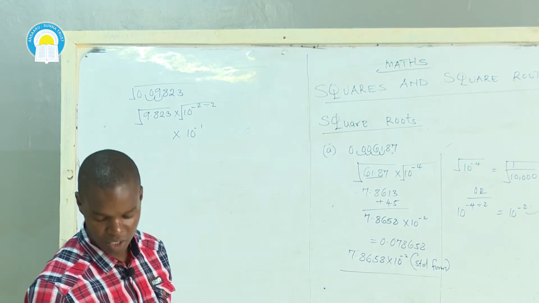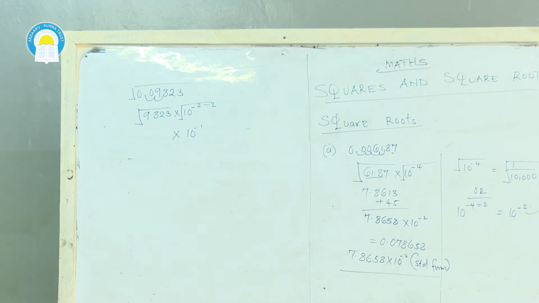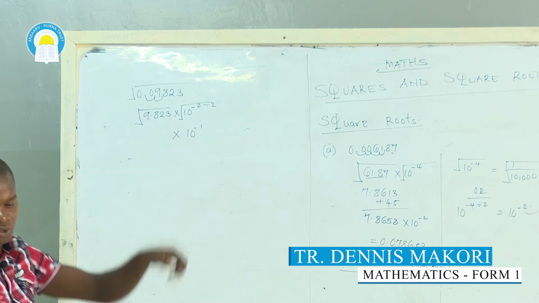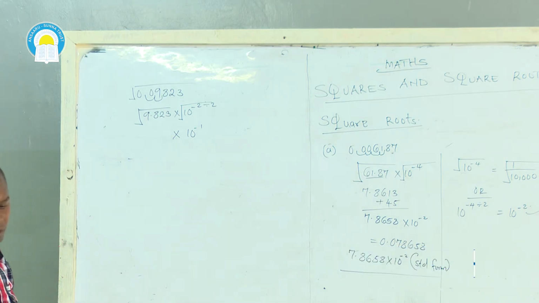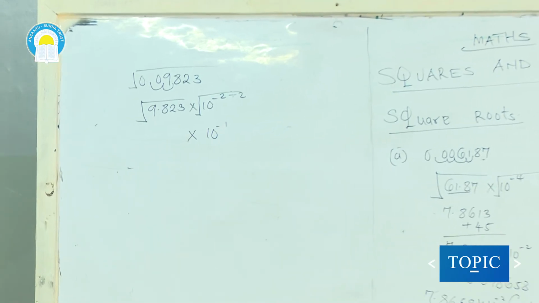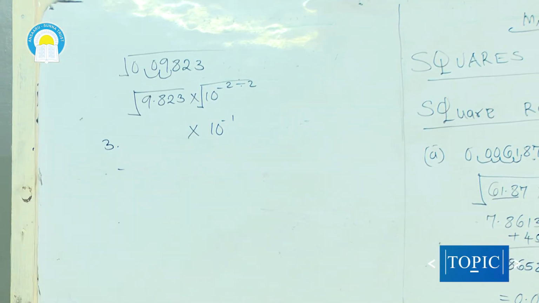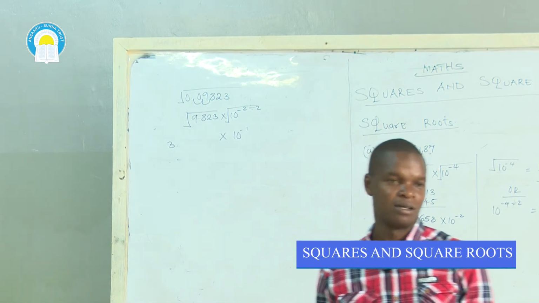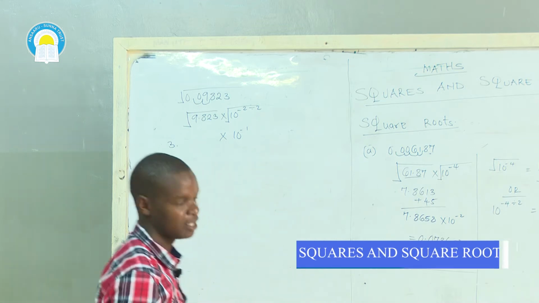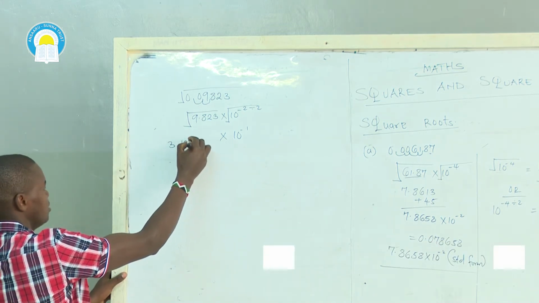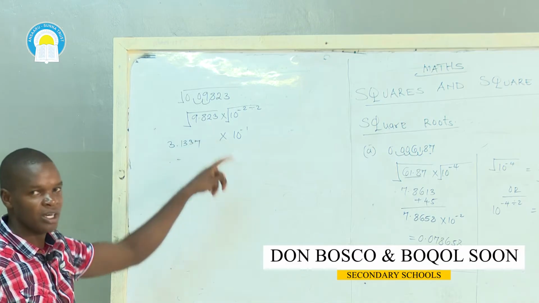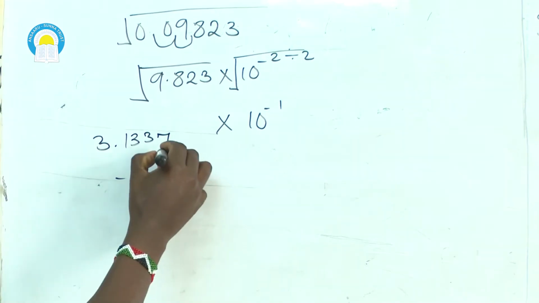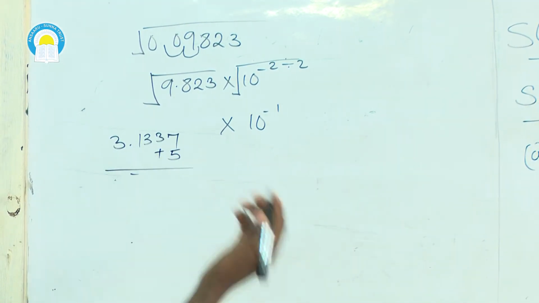Next, what you're supposed to do is to find the square root of 9.82. First of all, look at the first 3 digits, 9.82. Using your tables, the value of square root of 9.82 is 3.1337. That's the square root of 9.82. Then you go to the difference column where under 3, we have 5. So you add 5 in this case, and always you add on the last digit.